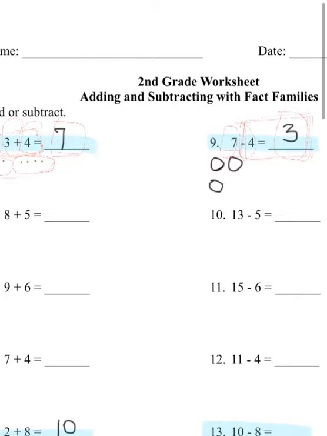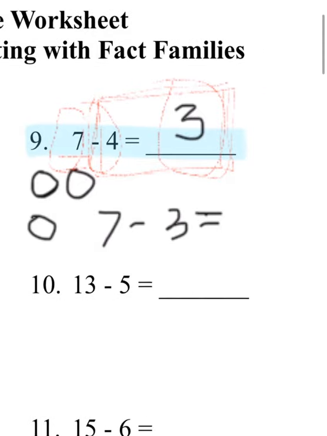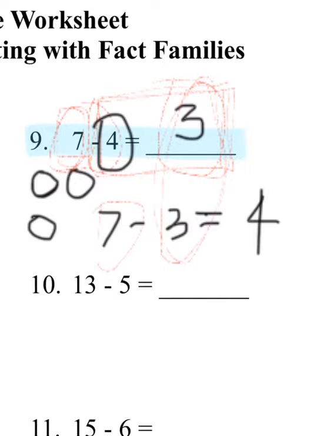Then let's say that we have 7 minus 3. Here's 7, 7, and then 3. So our missing number is 4, which means that 7 minus 3 is 4.